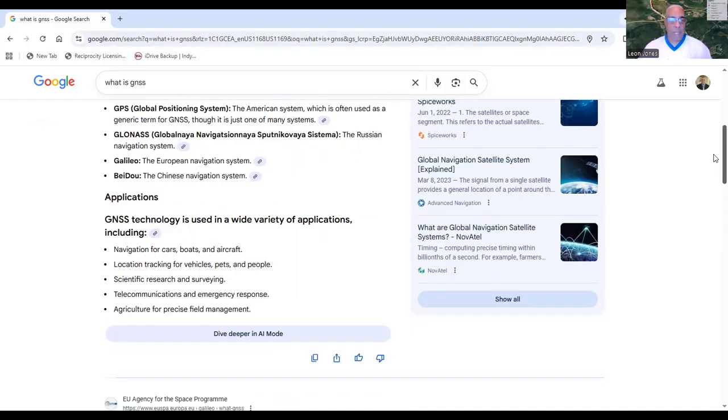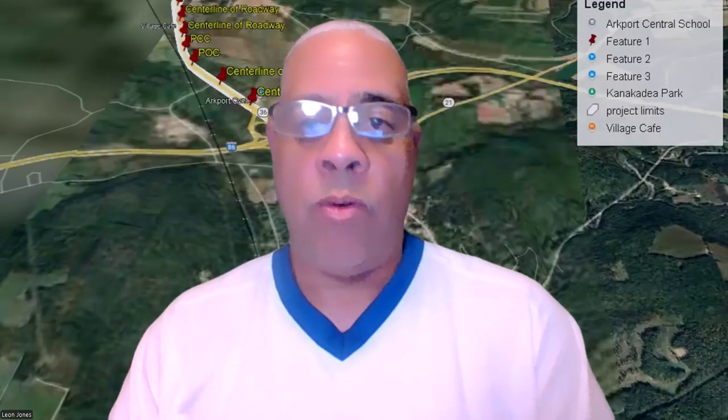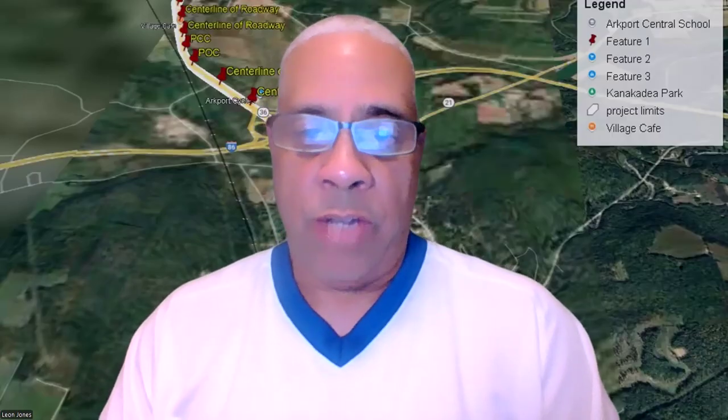And then you have your applications. GNSS technology is used in a wide variety of applications, including navigation for cars, boats, and aircraft, location tracking for vehicles, pets, and people, scientific research and surveying. You can also use it for cartography, that's map making, telecommunications and emergency response, and agriculture for precise field measurement. And what I've done is given you an overview of what GNSS is.